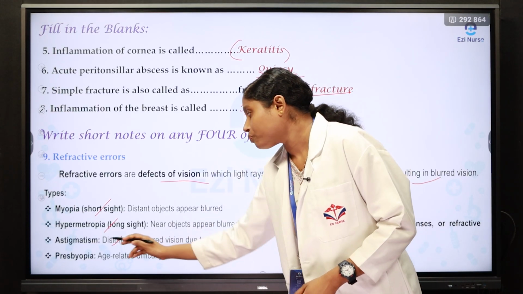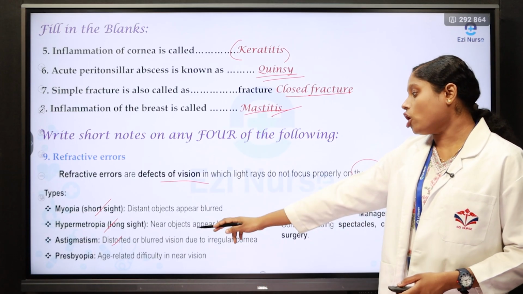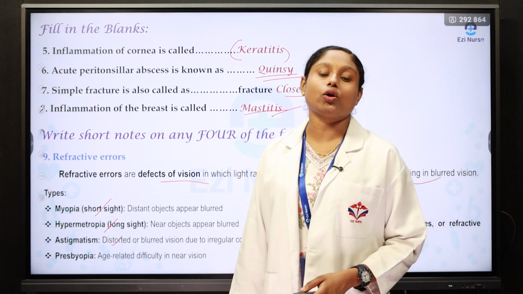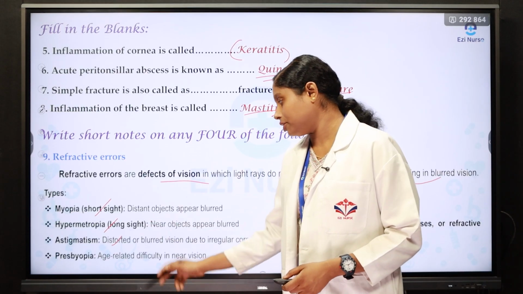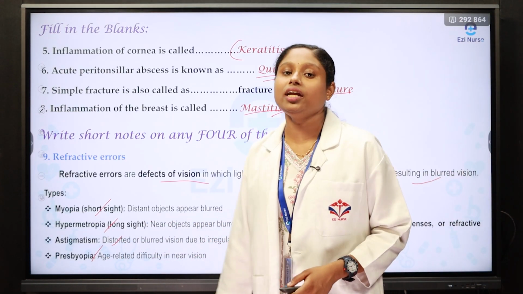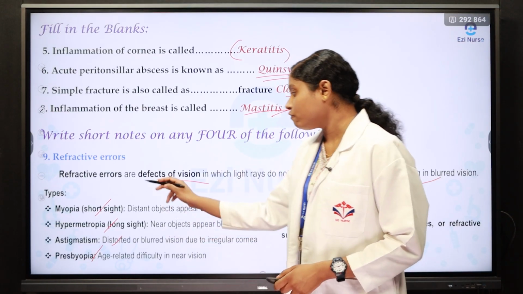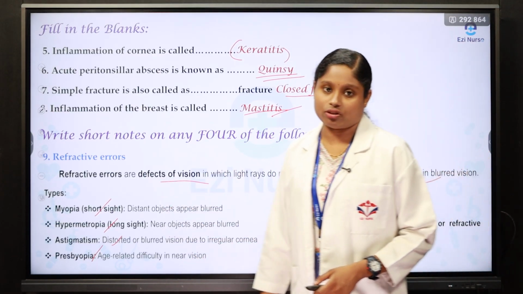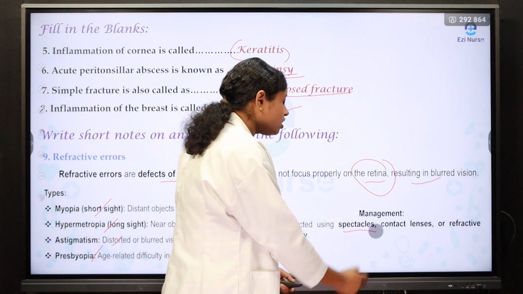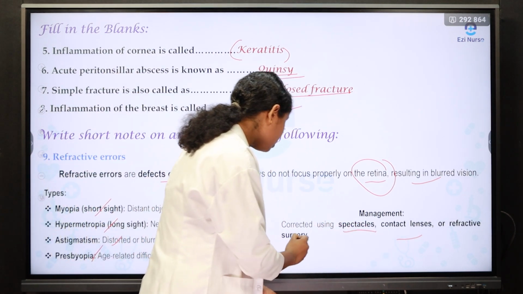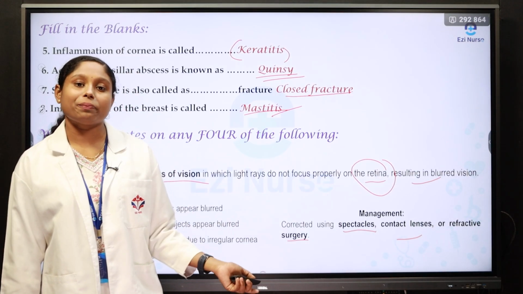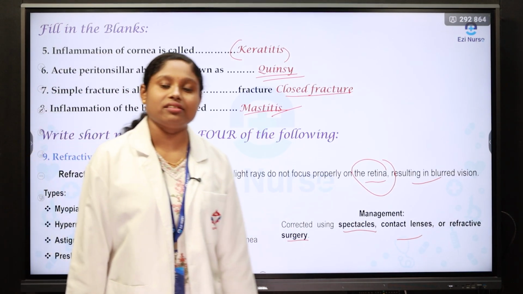Next is astigmatism. It is distorted or blurred vision due to irregular cornea. Next is presbyopia. It is age-related difficulty in near vision. So these are the 4 types of refractive errors. Next we will see the management. It is corrected using spectacles, contact lenses, or refractive surgery. So we can correct this through specs. We can wear the specs, lenses, or go through refractive surgeries.